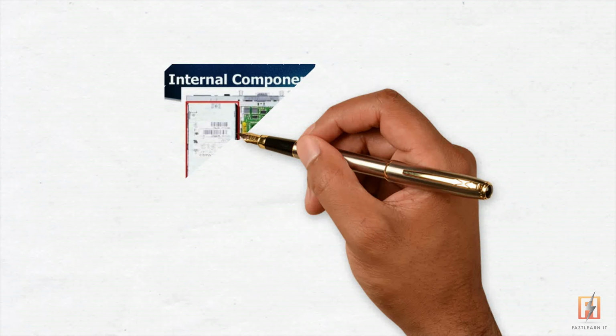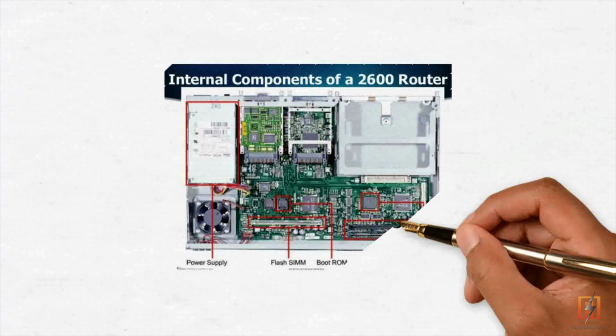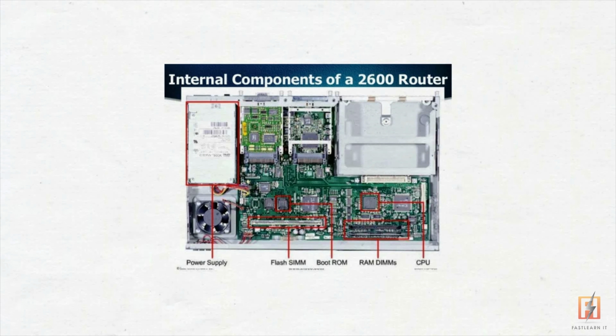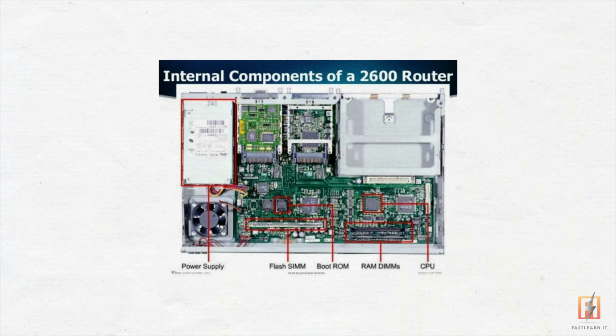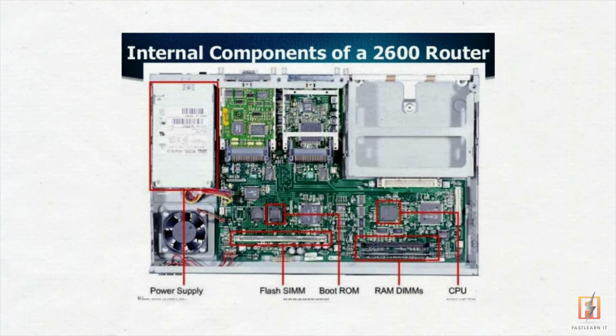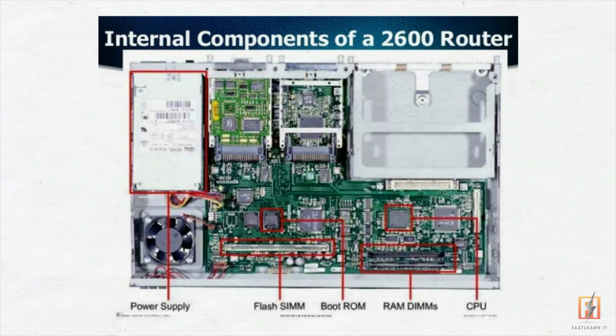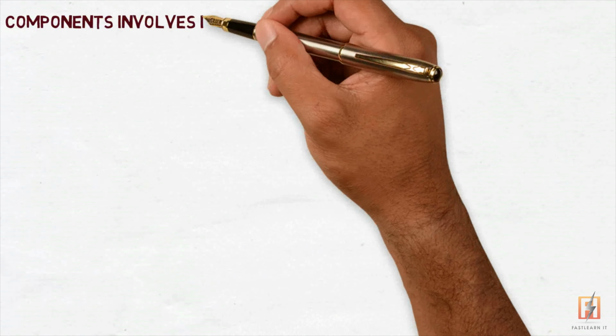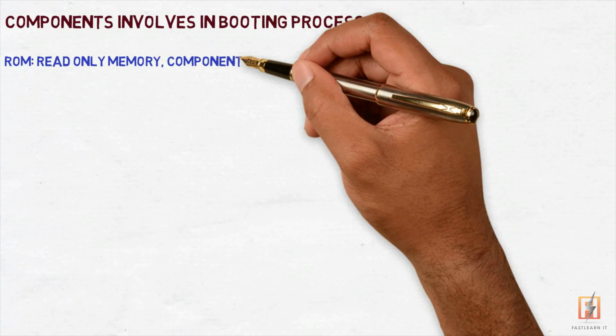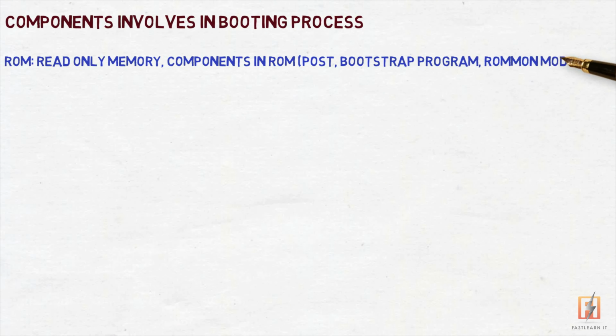Before we learn the router booting process in detail, let's get familiar with the components inside the router. As you can see, this is a picture of a Cisco 2600 router motherboard with internal component details. So let's follow each component one by one. ROM is read-only memory, which is available on the motherboard of the device. ROM stores 4 components: POST, Bootstrap Program, ROMMON Mode and mini iOS. Each of these individual ROM chip components we will also discuss in this video.